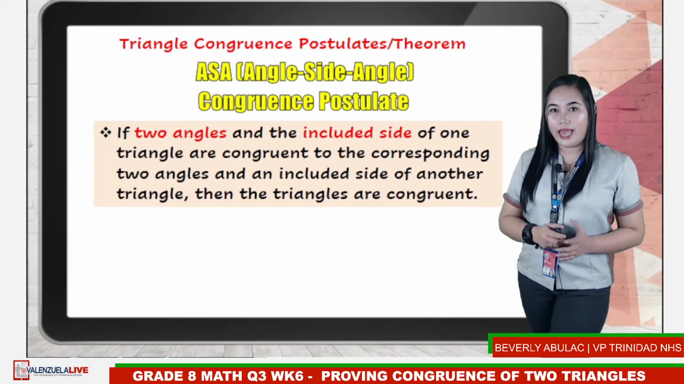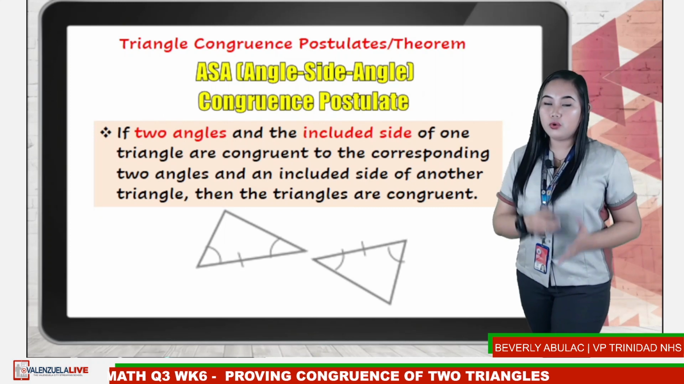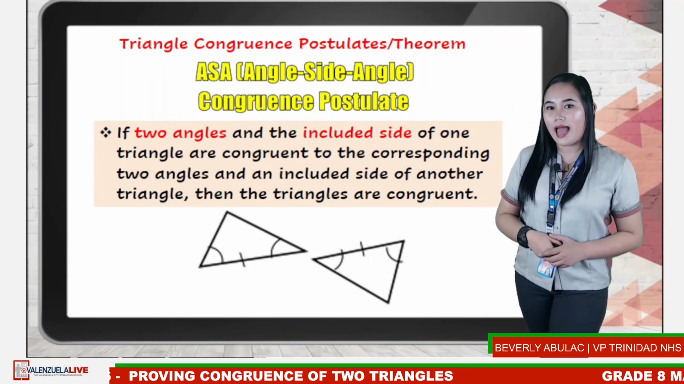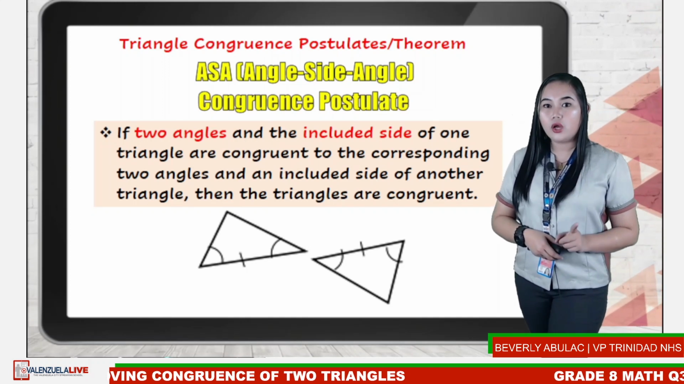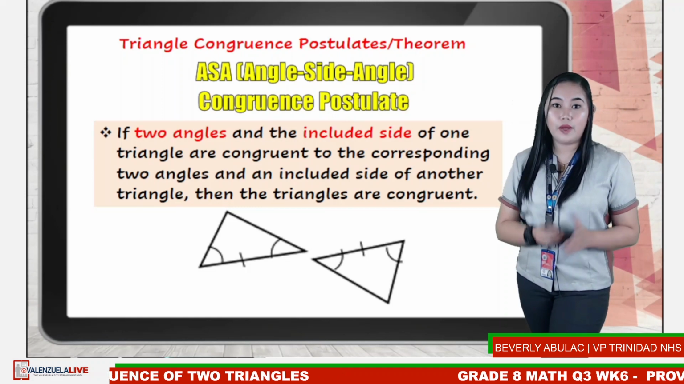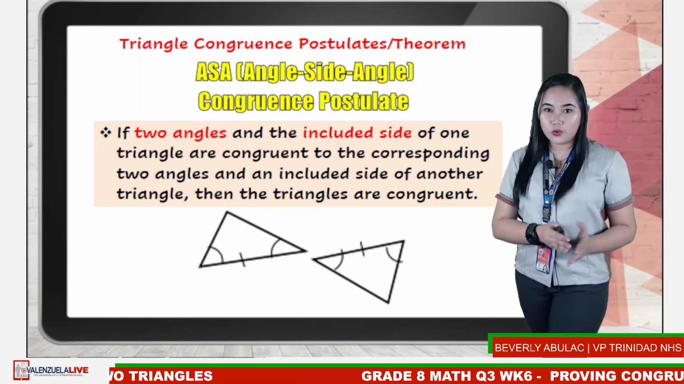Next, we have the ASA, or the angle-side-angle congruence postulate. If two angles and the included side of one triangle are congruent to the corresponding two angles and the included side of another triangle, then the triangles are congruent.